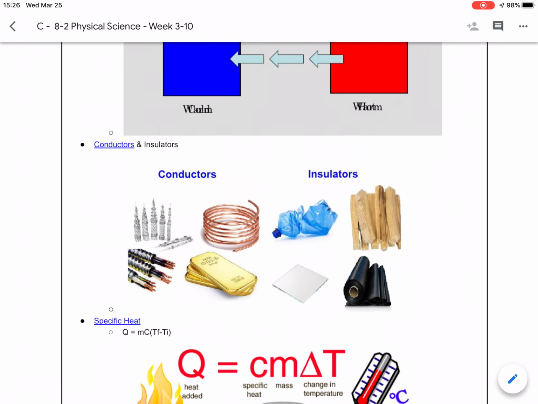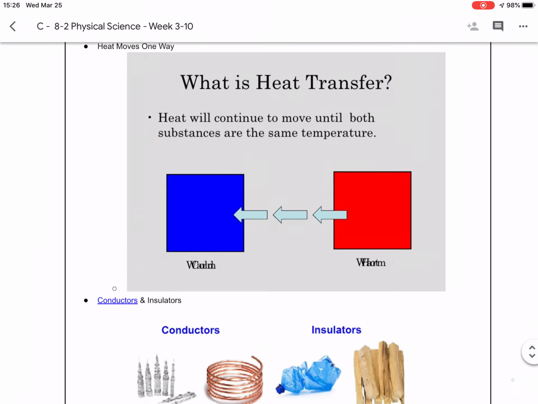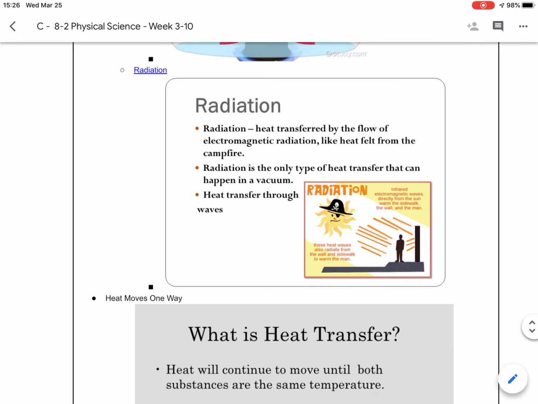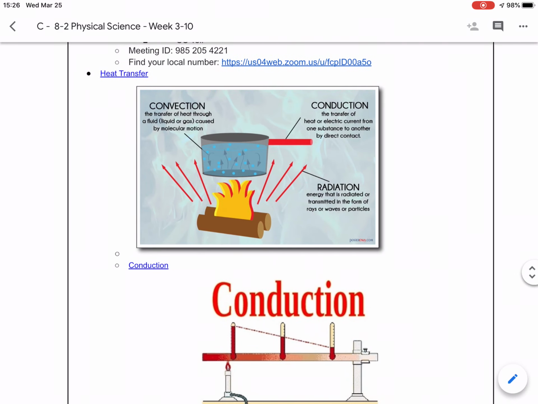So I hope you guys had fun. If you need to, rewind the video and watch it a few times. Don't forget, we talked about conductors and insulators. We talked about heat transfer, and we talked about the three ways of transferring heat: conduction, convection, and radiation.